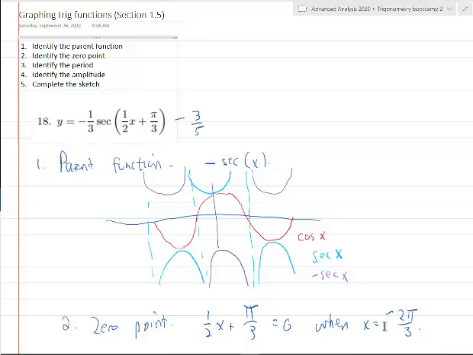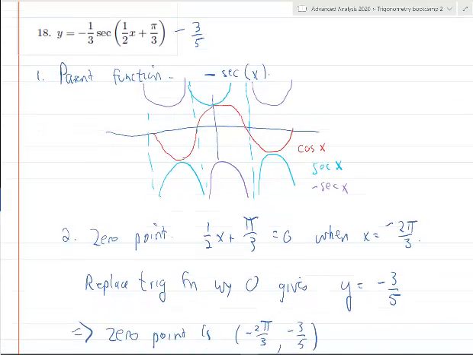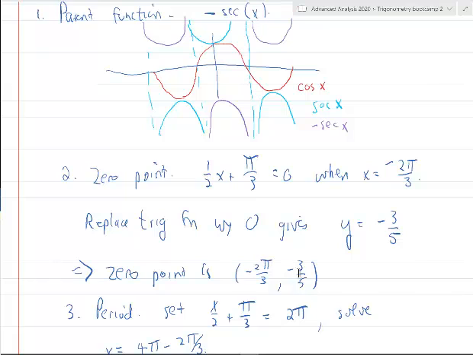Now what about the y value? Well, let's pretend the trig function wasn't there. If the trig function wasn't there, then I just have y equals minus 3/5. That's the y value the trig function is going to be centered on. So I have my 0 point, which is minus 2 pi over 3, minus 3/5. That's going to be important. When I graph my function, that's the first point I'm going to graph. Now notice that this point is not actually on the graph, but it allows me to orient myself so that I can draw the graph. The 0 point of this secant function is not actually on the graph, but it's kind of the center of the graph.